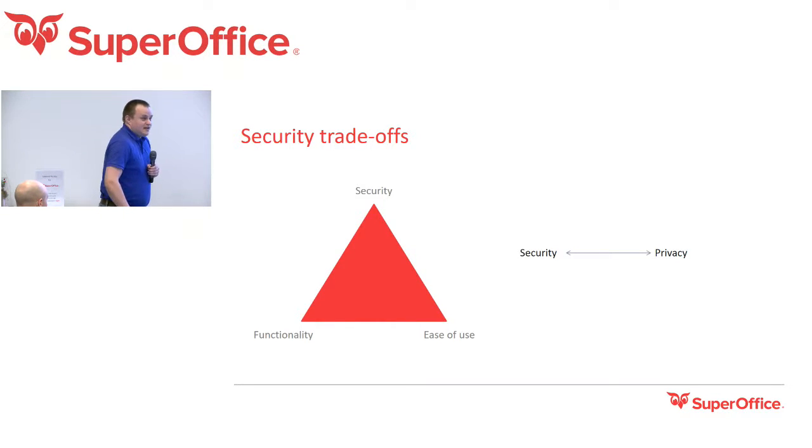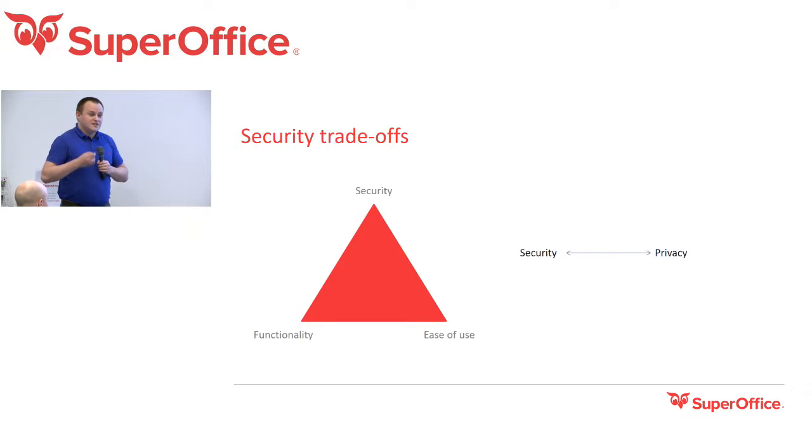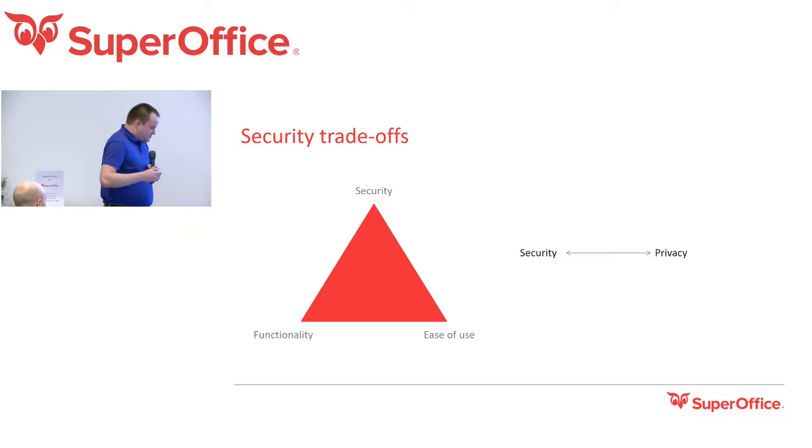And there's also a trade-off between security and privacy. Even though the new privacy laws have very high requirements for security, there is a trade-off between privacy and security. For instance, when you're running a firewall, you need to inspect all the traffic. But when it's encrypted, you cannot inspect it.